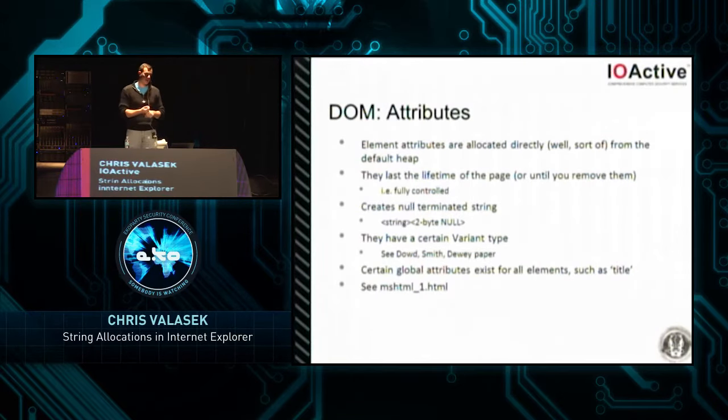The next thing that I wanted to look at was DOM attributes, right? And an attribute is when you do like an anchor tag and then href. Href is an attribute to the anchor tag. These create null terminated strings at times. They also create BStrings at times, which we'll see. They last the lifetime of the page, and it appears that you can kind of completely control them. If you want to learn more about different variant types, which different attributes can actually be different variant types in Internet Explorer, the Dowd-Dewey-Smith paper is the paper you should read.